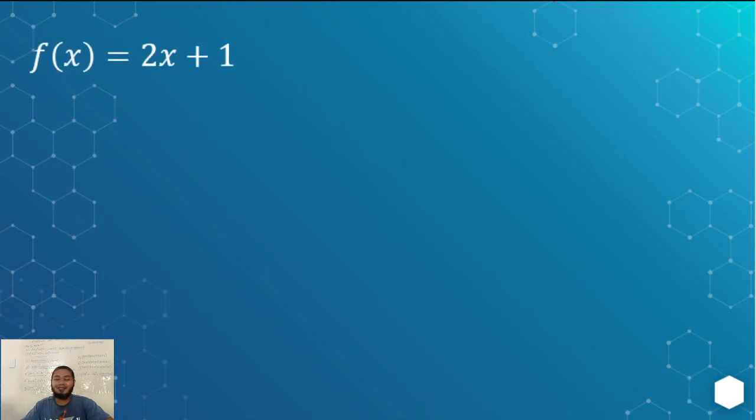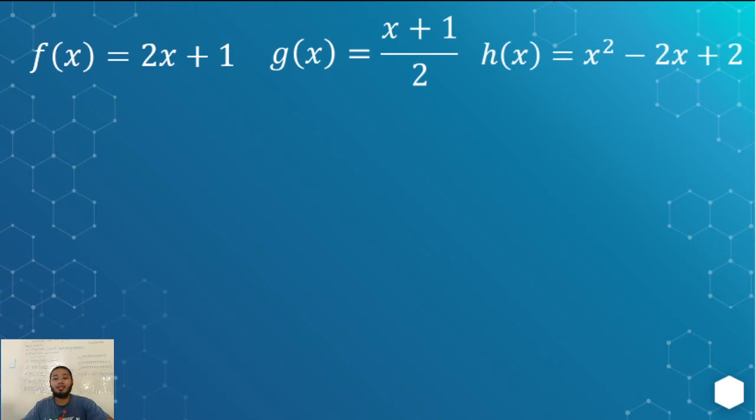So, let us have three functions. f of x is equal to 2x plus 1, g of x is equal to (x plus 1) all over 2, and h of x is equal to x squared minus 2x plus 2. In dealing with composite functions, it's very important that we know how to evaluate expressions.